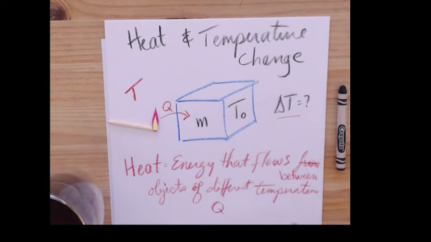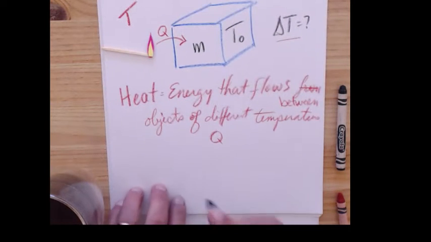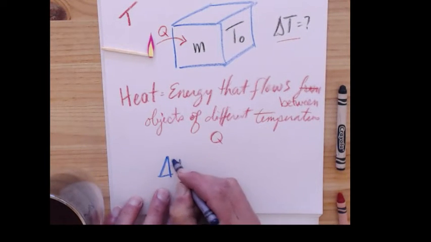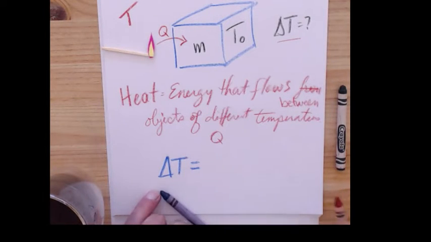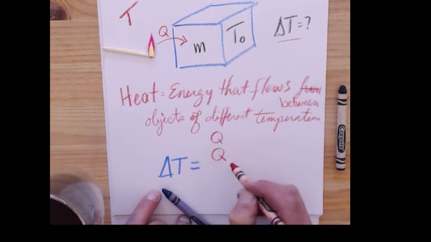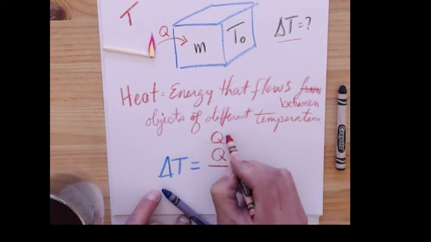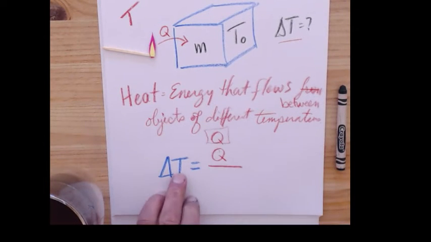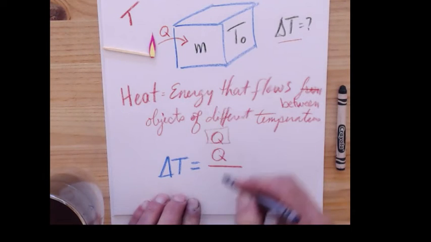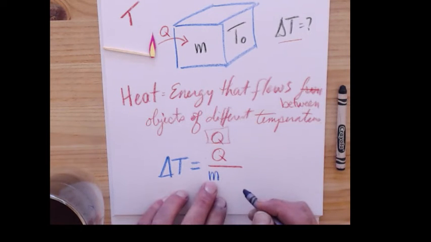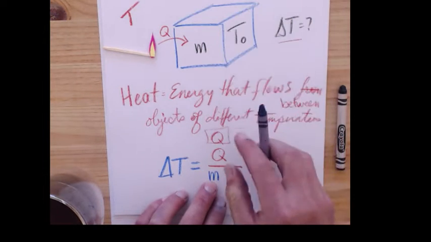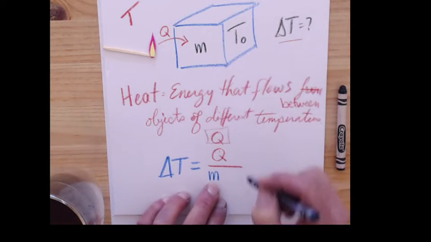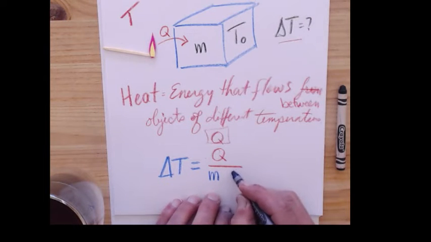How can I figure out what this change in temperature is going to be? The change in temperature is going to depend on a couple of things. It's going to depend on how much heat moves across. More heat, more temperature change. More mass, less temperature change. As there's more mass here, it's harder to change its temperature. And then it's going to depend on the type of material.